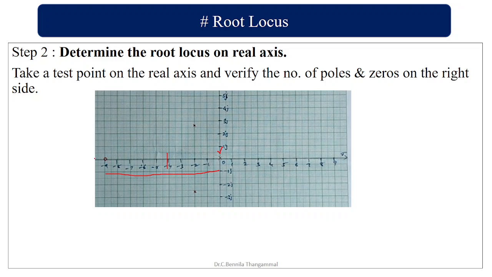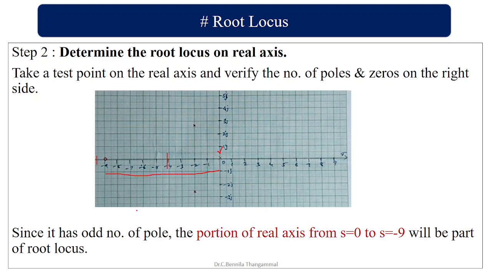After minus 9, I will take a test point, let it be minus 9.5 or something else. You will have 1 zero and 1 pole, so in total it is 2. So you will not have root locus in the region from minus 9 to minus infinity. So the portion of the real axis from 0 to minus 9 will be a part of the root locus.